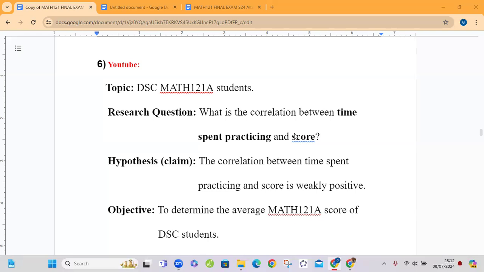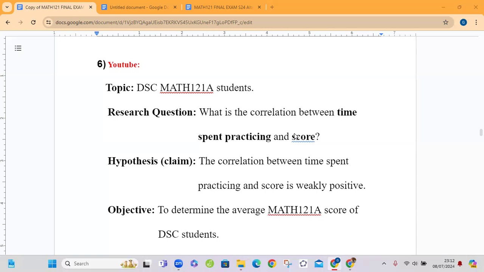So here you've got two variables, time spent practicing and score. And the question is, what is the correlation between the two? How are they correlated? So to hypothesize or to claim a response for such a question, for example, the correlation between time spent practicing and score is weakly positive. So the researcher could claim strongly positive, weakly negative, strongly negative, or no correlation, or perfect positive or perfect negative.